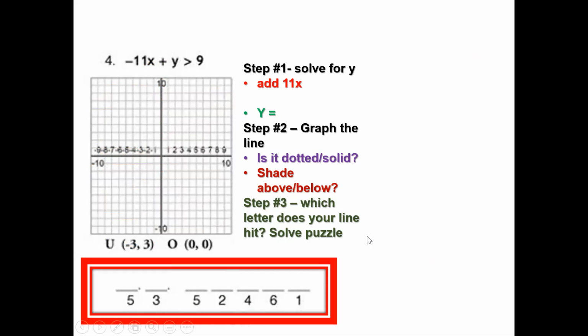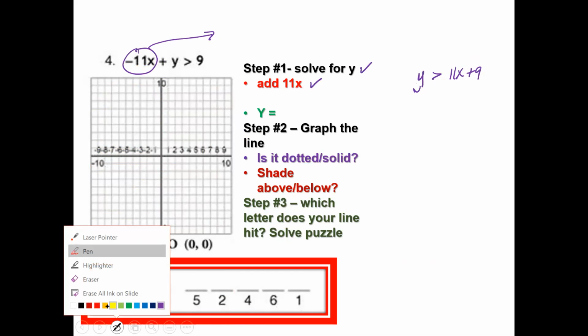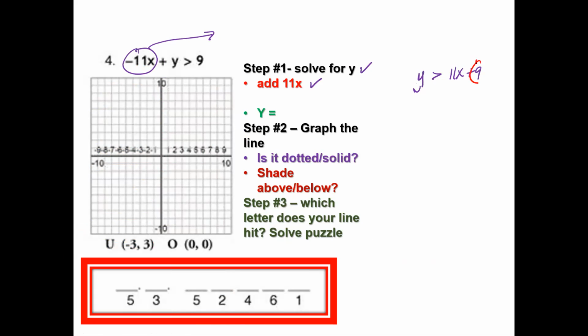All right, let's take a look at question number 4. For question number 4, once again, you're going to solve for y, and you're going to add the 11. So the same steps that I had before, add the 11. So y is greater than positive 11x plus 9. Well, that's it. You have it right here. So I'm ready to go ahead and graph. I don't need to go ahead and divide it by anything.